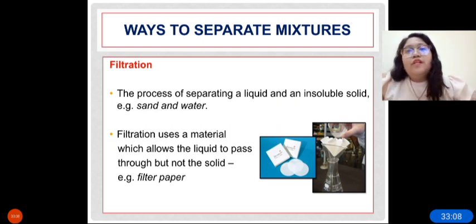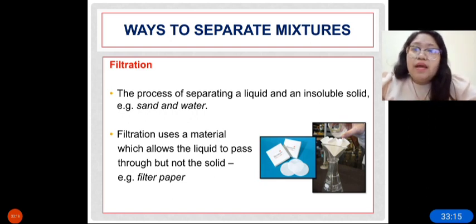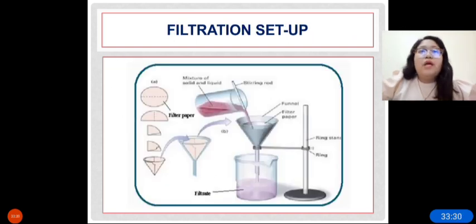Now we have filtration. Filtration is actually the process of separating a liquid and an insoluble solid. For example, separating sand and water. Filtration uses a material which allows the liquid to pass through but not the solid. An example of that is the use of filter paper.